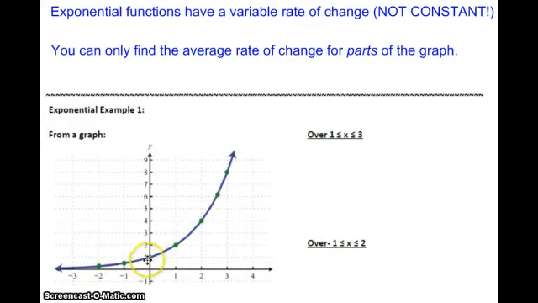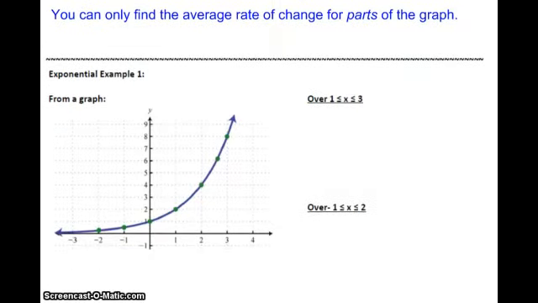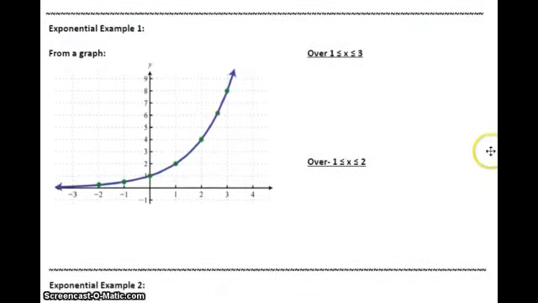It gets a little bit steeper here, a little bit steeper, that's pretty steep, that's very steep. And if it kept going, you would see it keeps getting steeper and steeper. So you can't just ask what the average rate of change of the whole function is. You have to ask what the average rate of change is between 2 points. The first one here is from 1 to 3. At 1, this is the point (1, 2), and this is the point (3, 8).